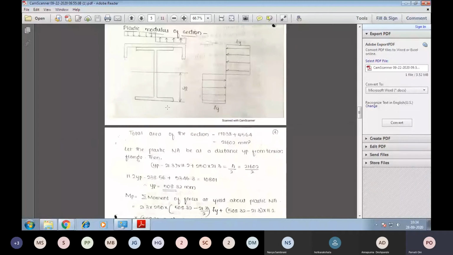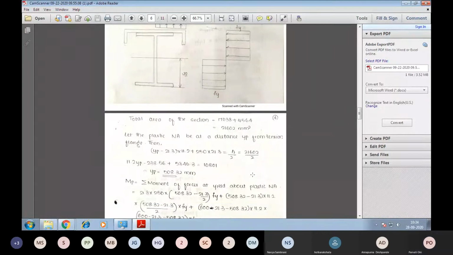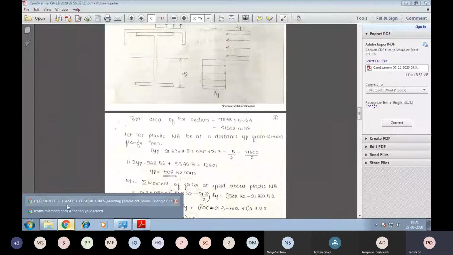So this area will be equal to the total area divided by 2, that is 21602 divided by 2. I am equating, considering the neutral axis to be passing at the center of the section. So I am equating the area of this much web and the area of this tension flange equal to half of the total area. Okay, is there any doubt? Understood this equation?